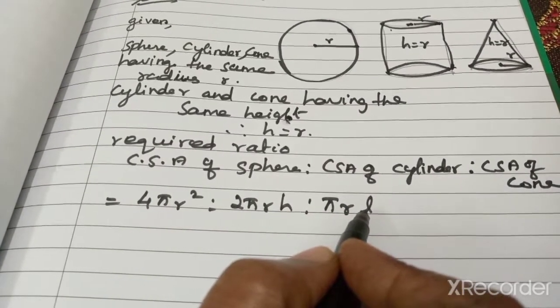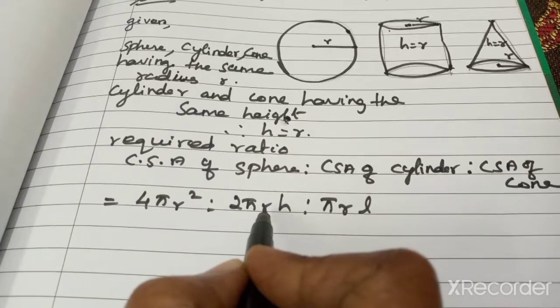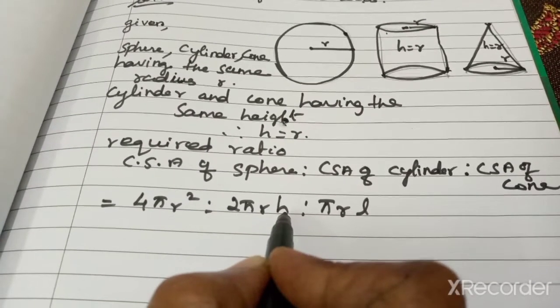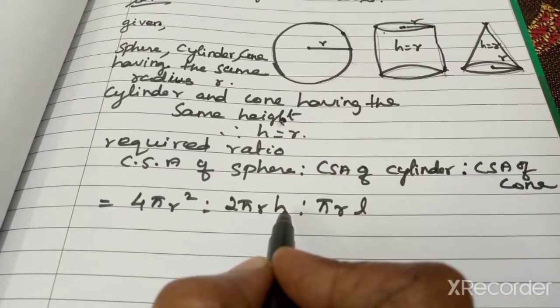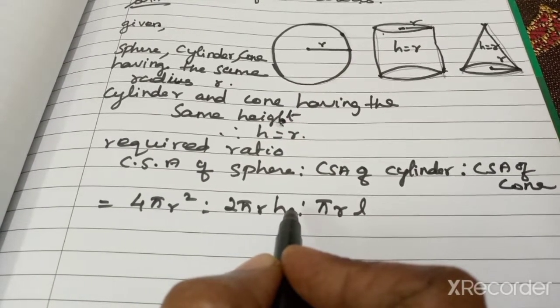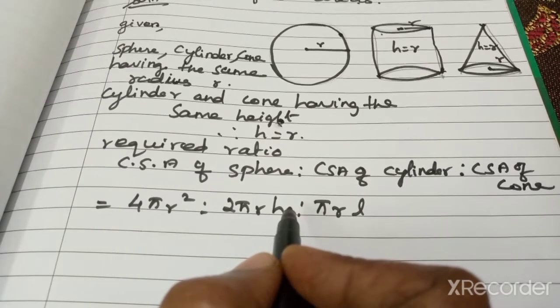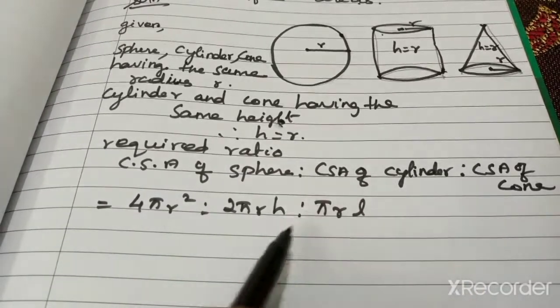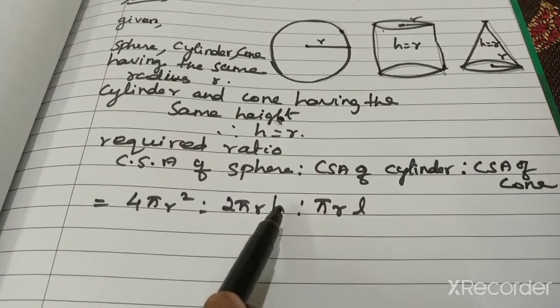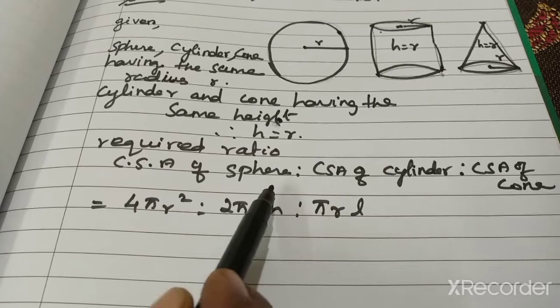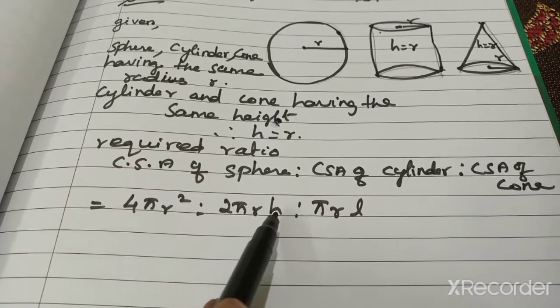Here l we don't know, so l we have to find out. R we know, r is r only. Height also is r only. Height of cylinder and cone only we will consider. Here the height of the cylinder and cone is mentioned as equal, so r is equal to height. So in place of height we have to give r.